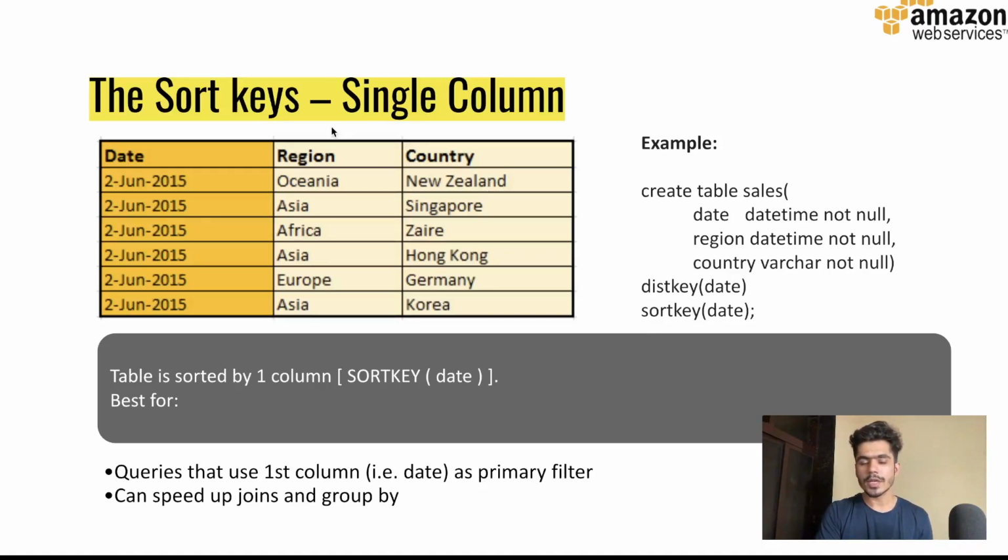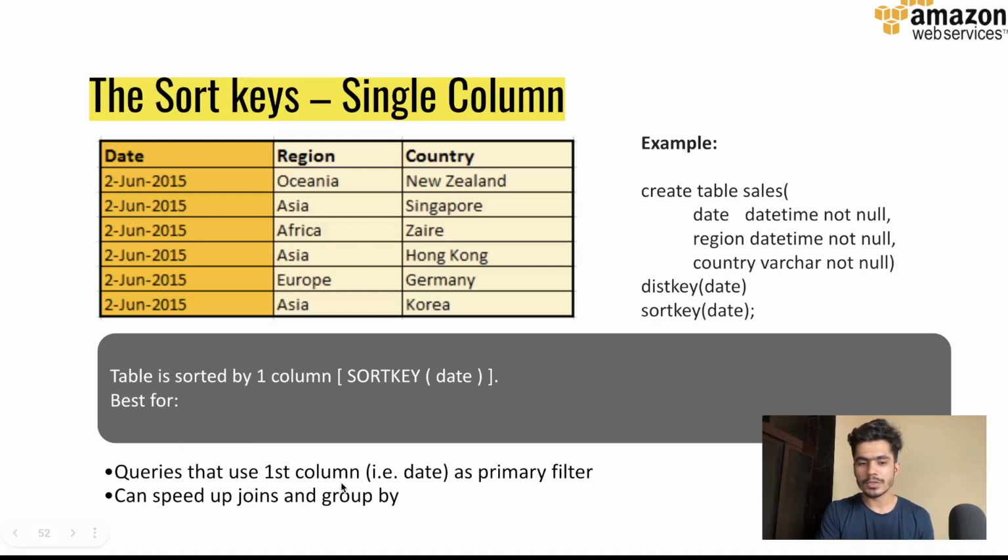Generally, you can apply a sorting key on a single column or multiple columns. In the single column case, let's say our sorting key is date. The syntax is pretty simple: create table name, then you define all the column lists such as state, region and country. This is our distribution key that we will look into in detail in the next slide. But for the sorting key, we directly write sort key and date. This will basically sort everything based on the date.